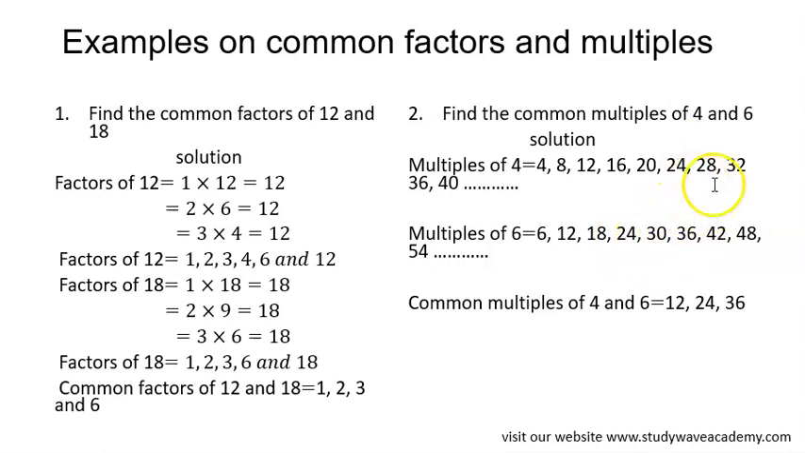28, no 28 here. 32, no 32 here. 36, there's 36 here. So we pick 36 as a common multiple. If we keep on going, we might find more, but we stopped here. Okay, so the common multiples of 4 and 6 are 12, 24, and 36. Okay, do you understand? I hope you're not confused.